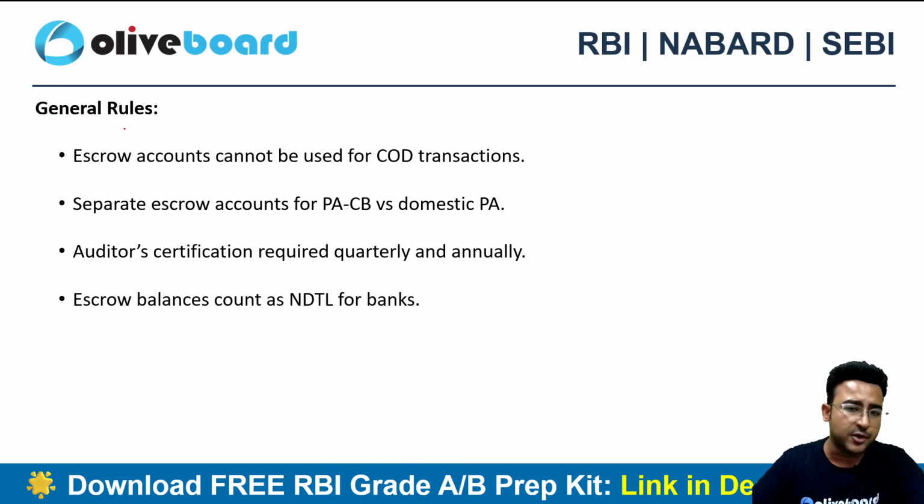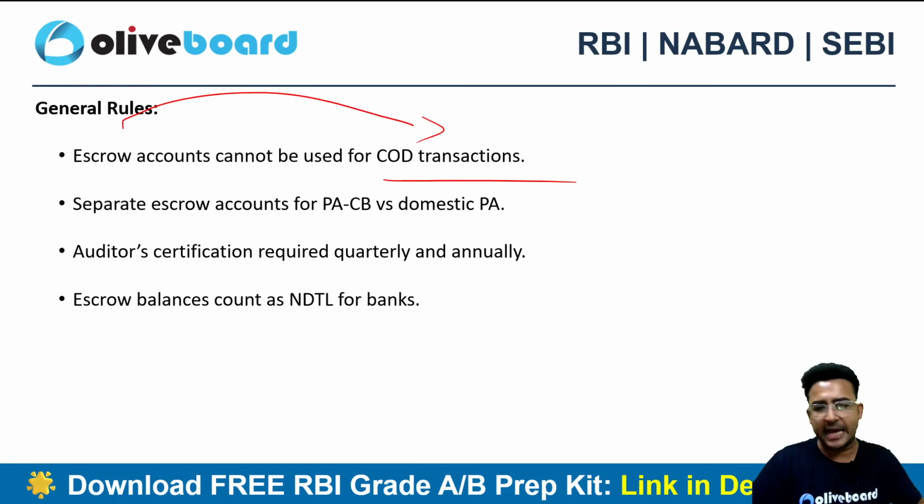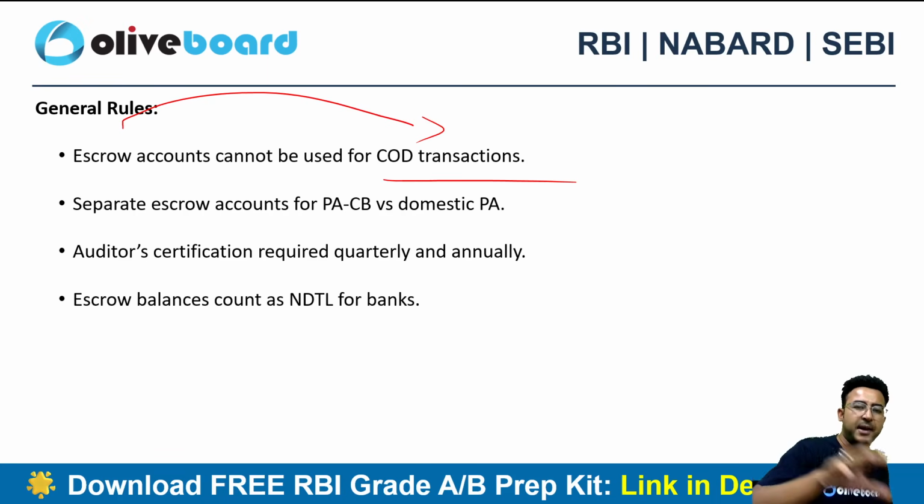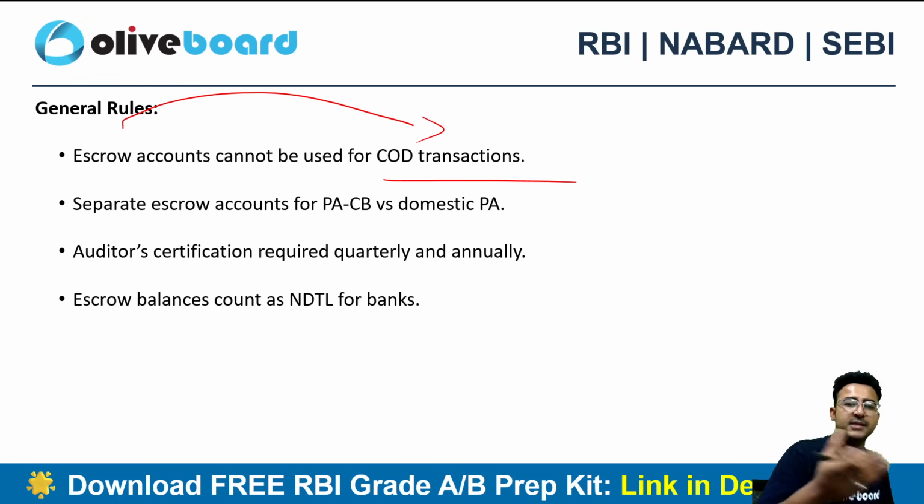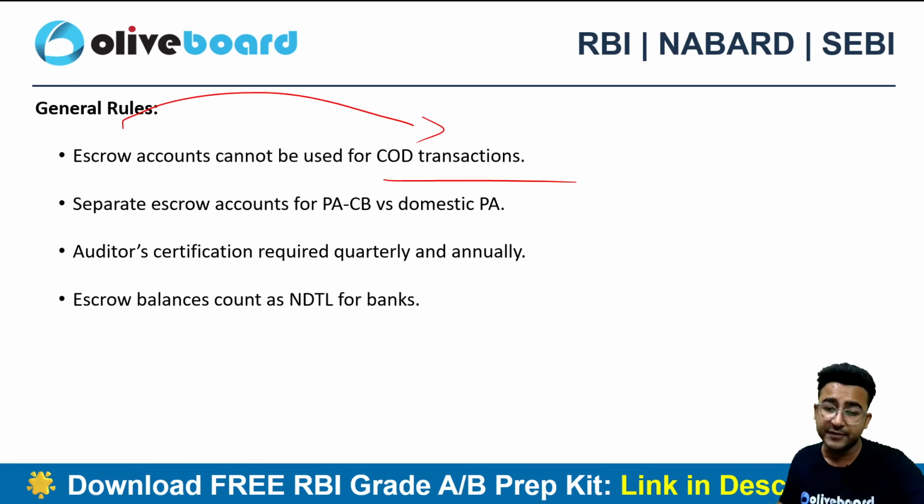The escrow accounts cannot be used for the COD transactions. The cash on delivery transactions should not be a part of the escrow account. You need a separate account for your domestic PA. Let's suppose you are a domestic PA plus a cross-border PA as well. So you need to have separate accounts for both. You cannot make all the transactions in a combined account, right?